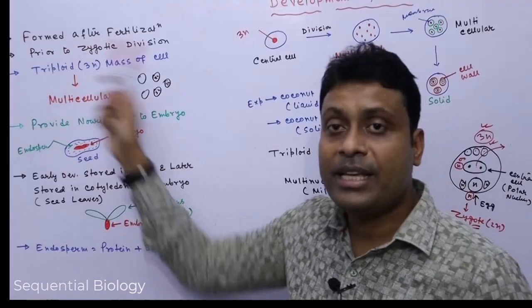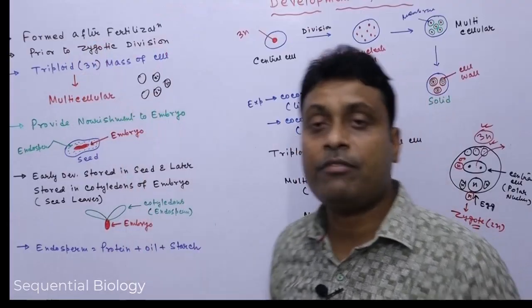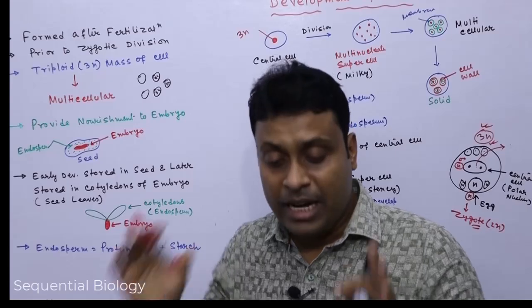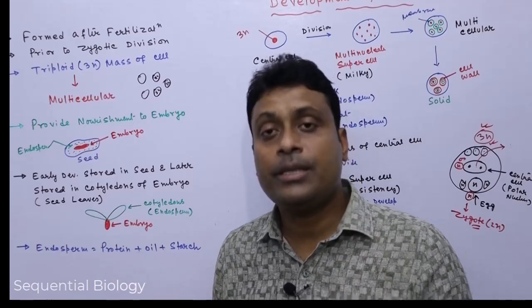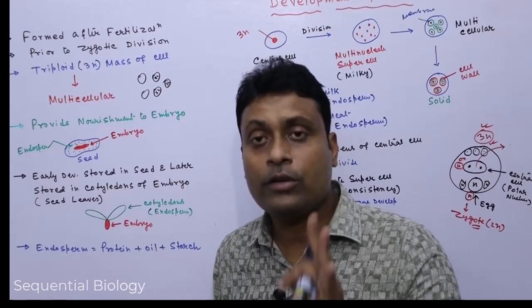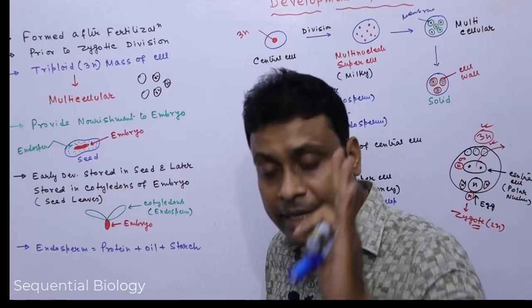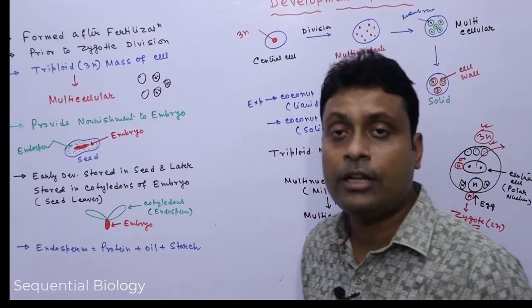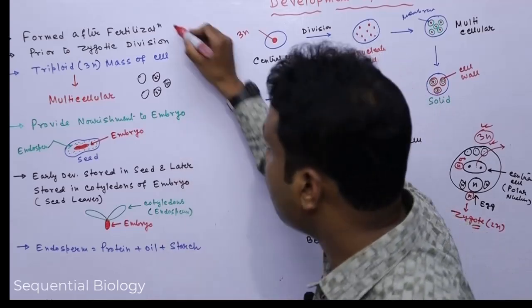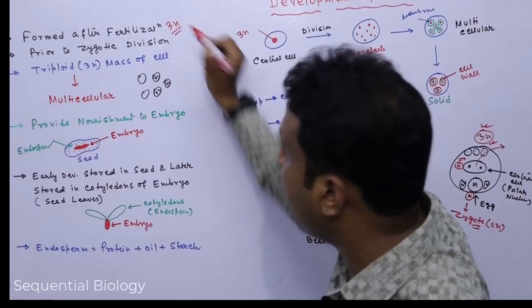The endosperm in angiosperm is formed after fertilization. So endosperm is never formed before fertilization as in gymnosperm. The gymnosperm endosperm is always haploid, but in angiosperm, since the endosperm is developed after fertilization, the endosperm is always triploid.